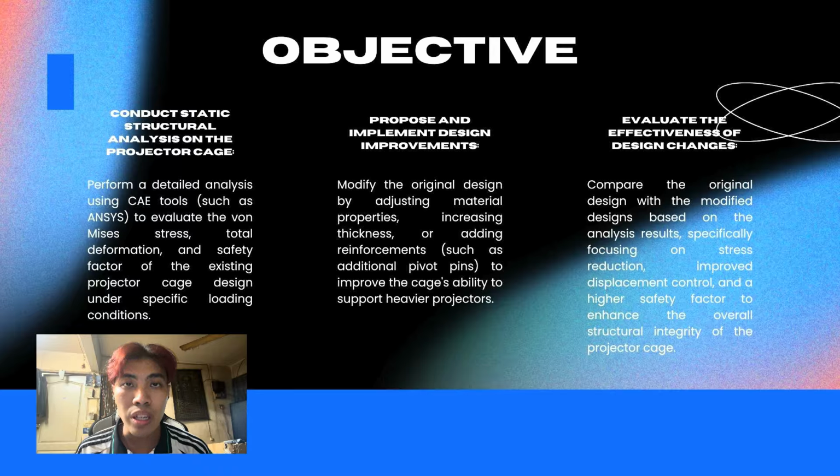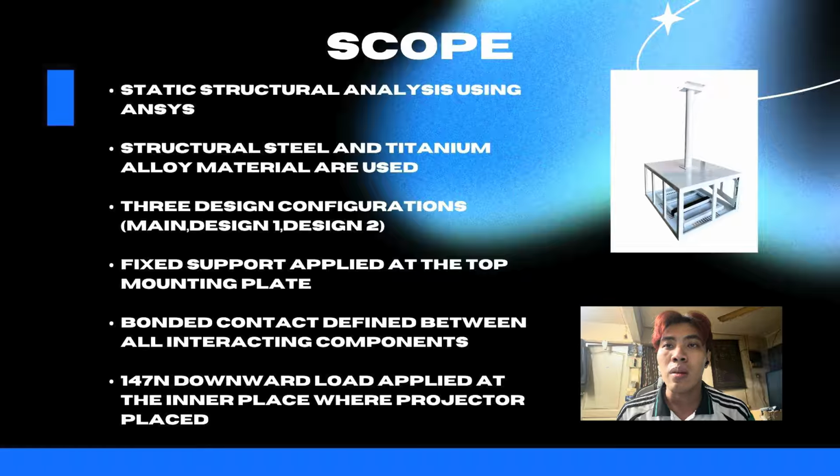Project scope. For the static structural analysis, we're going to use ANSYS software, and we're going to use structural steel and titanium alloy for the material. There will be 3 design configurations: main design, design 1, and design 2. Fixed support is applied at the top of the mounting plate. Bonded contact is defined between all interacting components, and a 147 newton downward load is applied at the inner place where the projectors are placed.